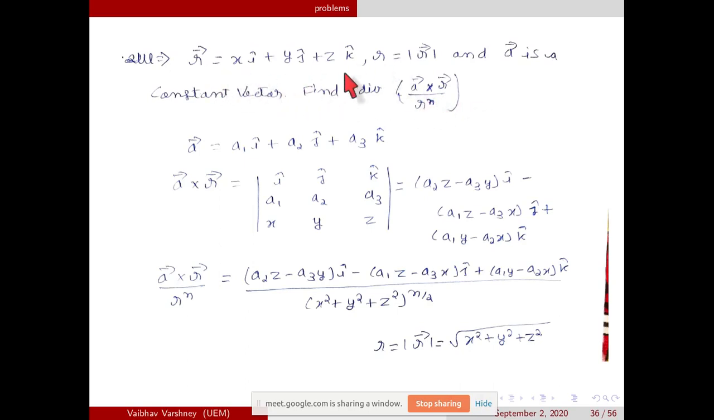R vector is equal to x of i cap plus y of j cap plus z of k cap, and r means the magnitude. You can see from the PPT. PPT is not visible? Yes, sir. Sir, r after r equals to what you wrote? Magnitude of r vector, modulus of r. Oh, okay. So we defined magnitude by modulus. Yeah. A is a constant vector, a1 i plus a2 j plus a3 k.